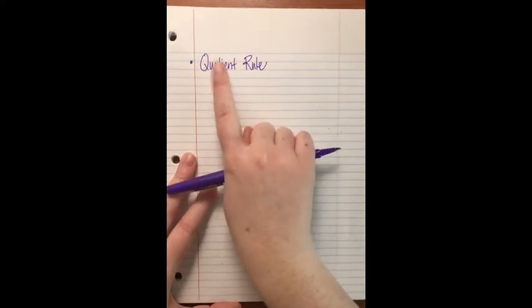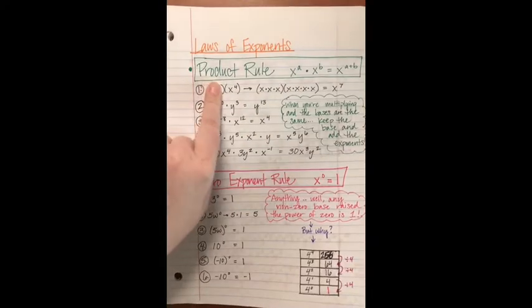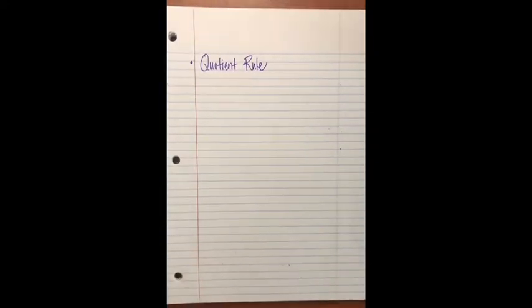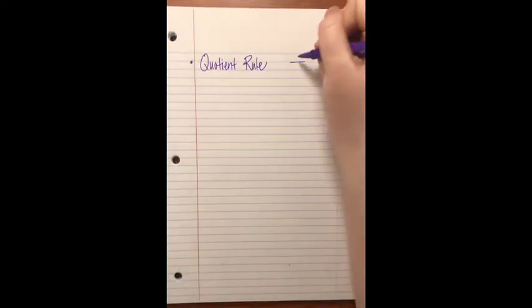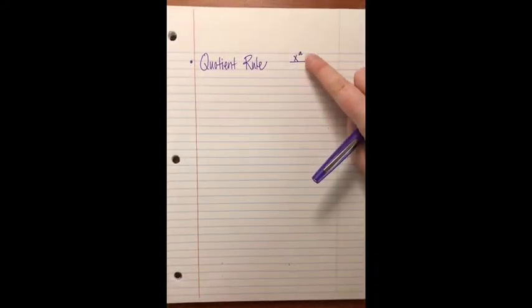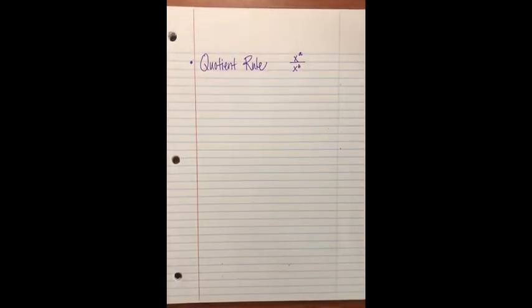Quotient rule. Quotient is opposite of product. Product means to multiply. So what is the opposite of multiplication? Division. So we're going to do some dividing here, and we're at the point where we don't really use the division sign. We use a fraction bar because fraction means division. So if I have x to the power of a, so that's our numerator, over x to the power of b, we have to know how to deal with that, okay?